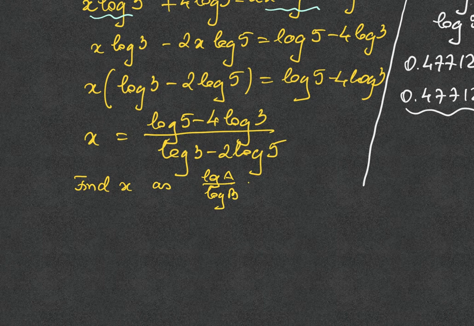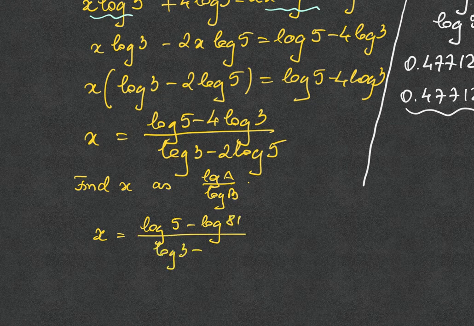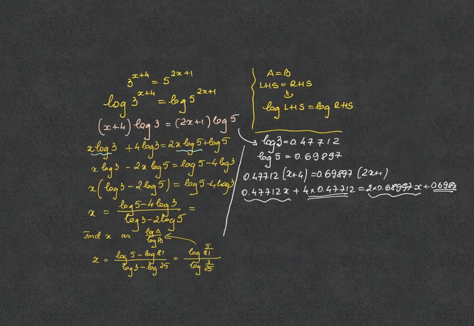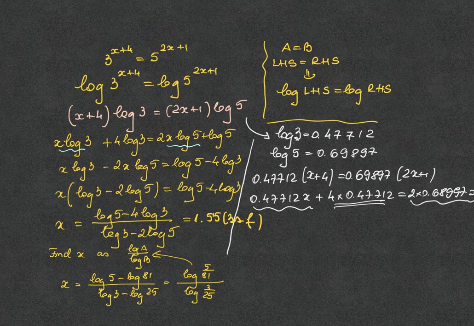If the question would ask this, I would write x as log 5 minus log 3 to the power of 4, which is 81, over log 3 minus log 25. So it's log of 5 over 81 over log of 3 over 25. And that would be my solution in this form if the question asks that. If not, you just give the answer to three significant figures by putting this one into your calculator. So my final answer is 1.55 to three significant figures.